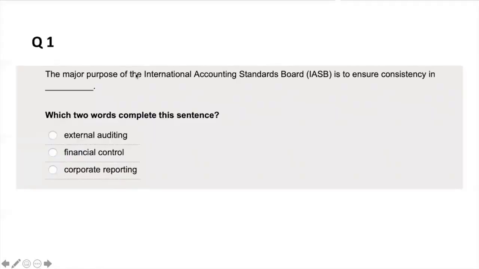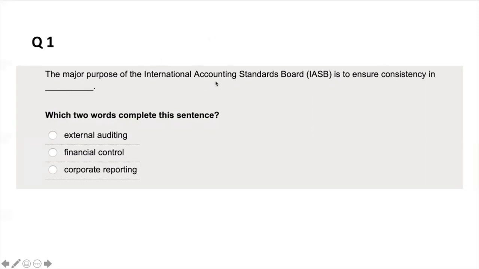So let's go to question 1. The major purpose of the International Accounting Standards Board, which is called the IASB, is to ensure consistency in what? Which 2 words complete this sentence? Is it external auditing? Is that the purpose of the International Accounting Standards Board? Is it financial control? Or is it corporate reporting?